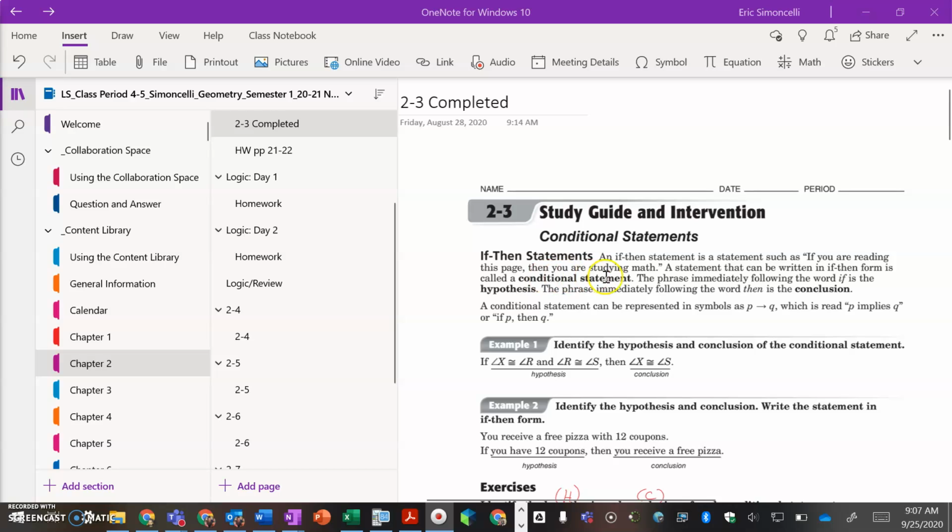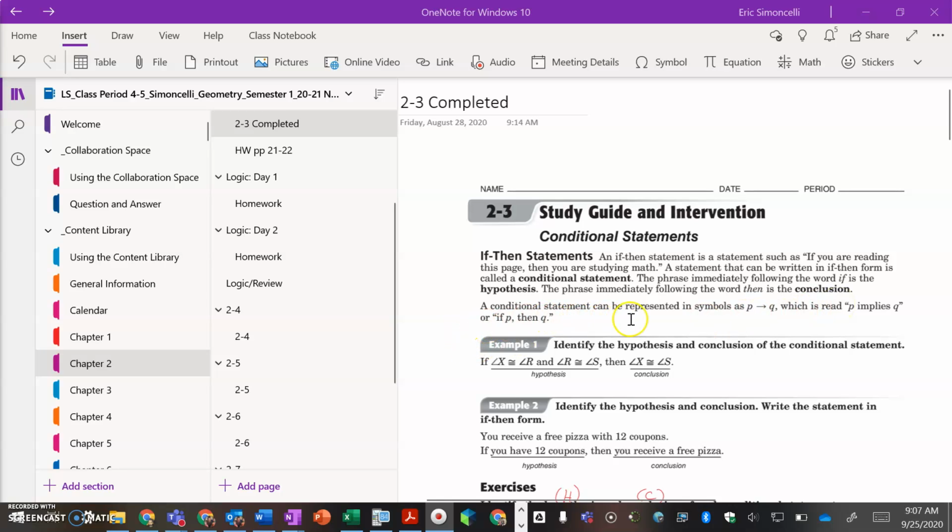If-then statements. An if-then statement is a statement such as, if you are reading this page, then you are studying math. A statement that can be written in if-then form is called a conditional statement. The phrase immediately following the word if is the hypothesis. The phrase immediately following the word then is the conclusion.